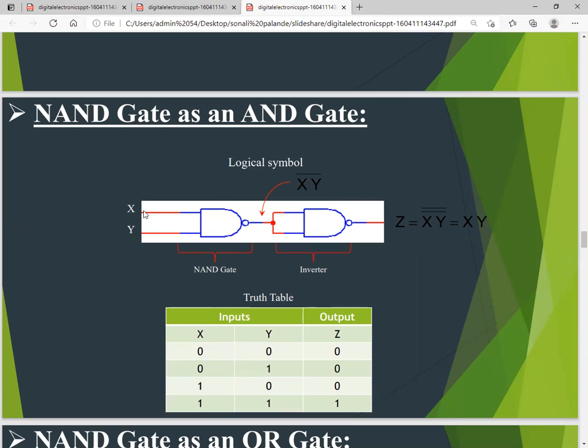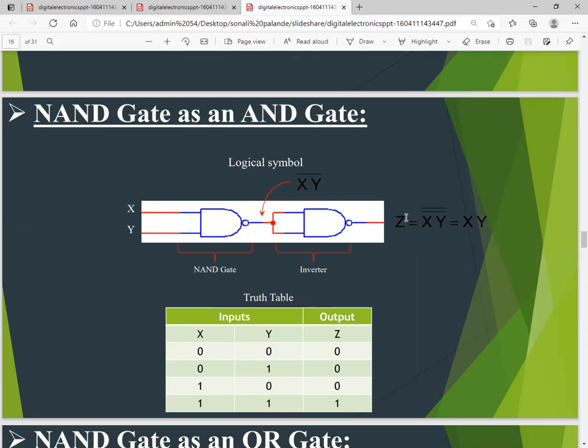If we take x equals 0 and y equals 0, then z equals 0. If x equals 0 and y equals 1, then z equals 0. If x equals 1 and y equals 0, then z equals 0. If x equals 1 and y equals 1, then z equals 1. This is nothing but the output of the AND gate. That's why it is called the NAND gate as an AND gate.